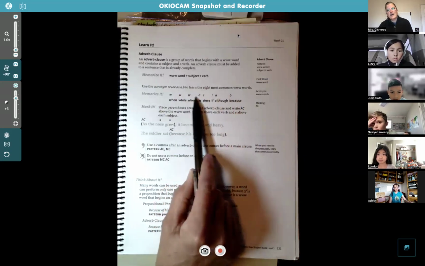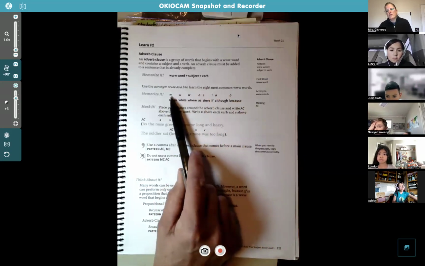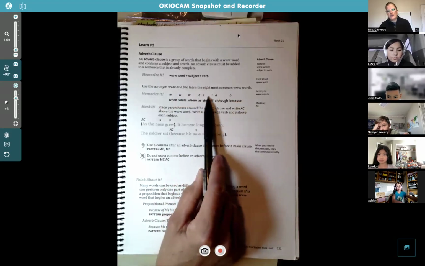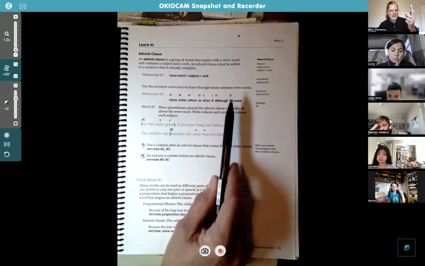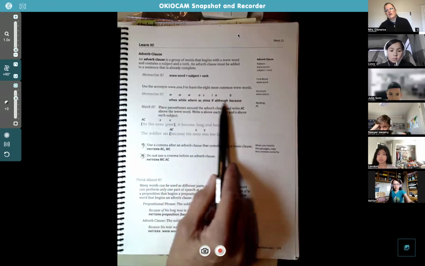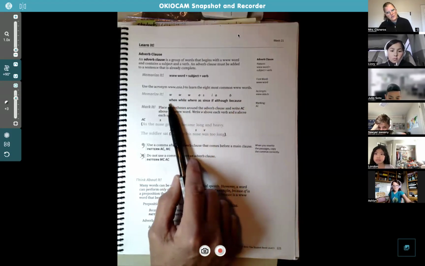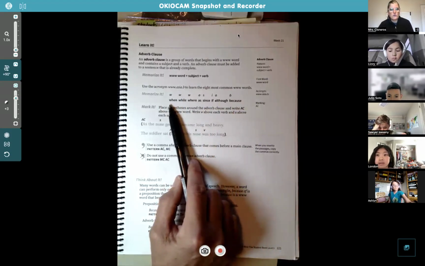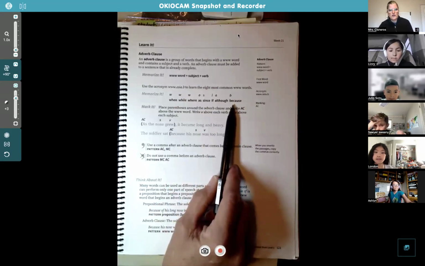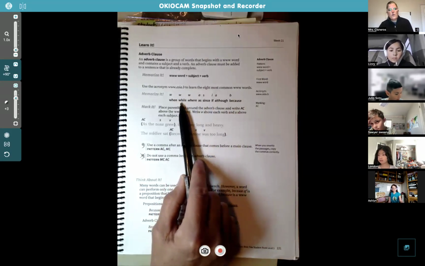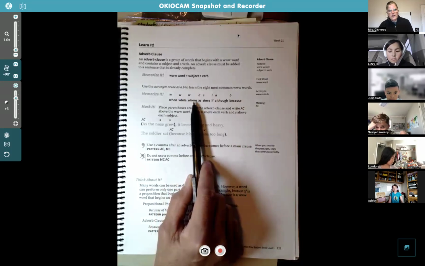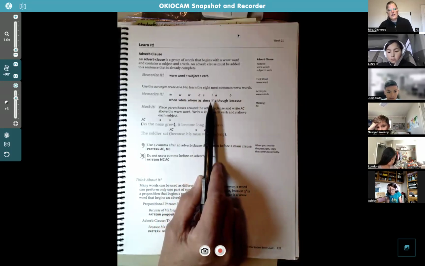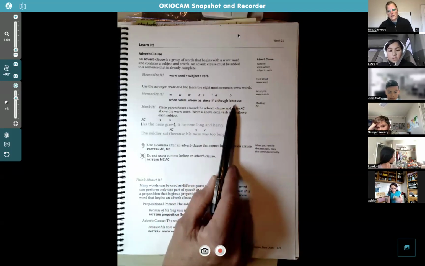So these stand for words. If you can memorize www.asia.b and remember what each letter stands for, then you'll know these are the words that start an adverb clause. So these are the words you're going to look for. It's when, while, where, as, since, if, although, because.